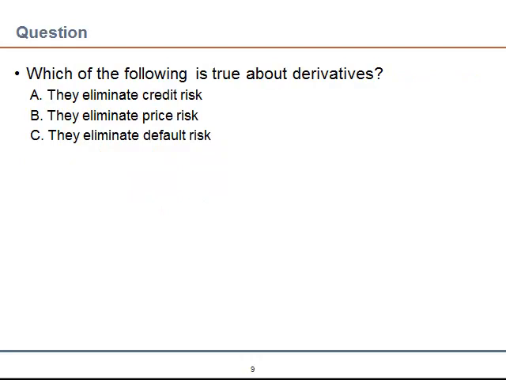Next, which of the following is true about derivatives? They eliminate credit risk. Derivatives cannot help in eliminating credit risk because credit risk is completely dependent upon the counterparty. They eliminate price risk. Yes, they do. This is correct. But they eliminate default risk. Default risk is dependent on the willingness of the counterparty to pay, which is highly dependent upon the market price and the contract price. So this is also not a quality of derivatives. Hence, the right answer here would be that they help in eliminating price risk. That brings us to the end of this session.